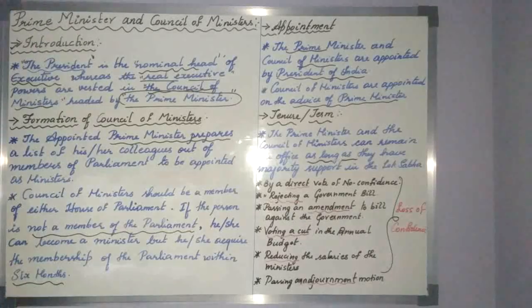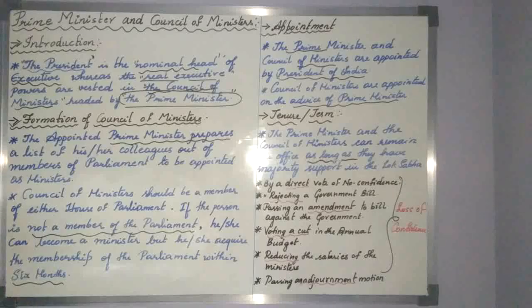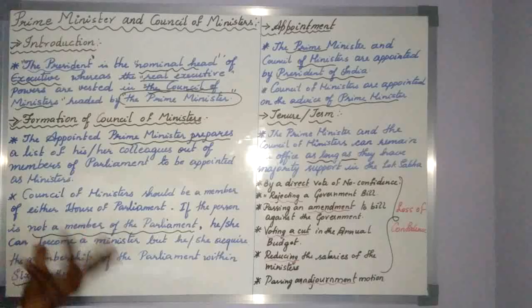The next concept is the formation of the Council of Ministers. How is the Council of Ministers formed? Article 75 of the Indian Constitution very clearly says that the Prime Minister is appointed by the President of India, and the other ministers shall also be appointed by the President of India on the advice of the Prime Minister. As you all know, once the Prime Minister is appointed by the President, the Council of Ministers and other categories of ministers should also be appointed by the President of India only.